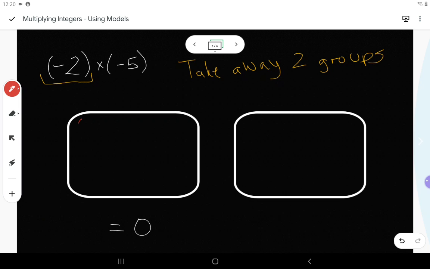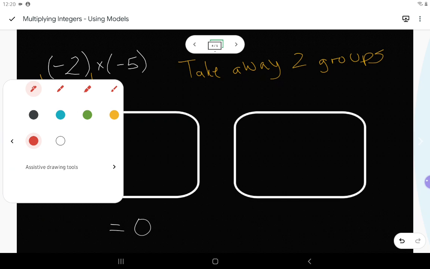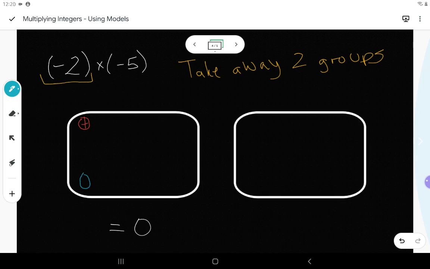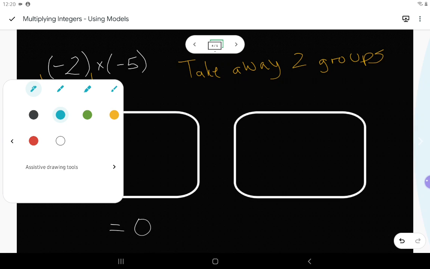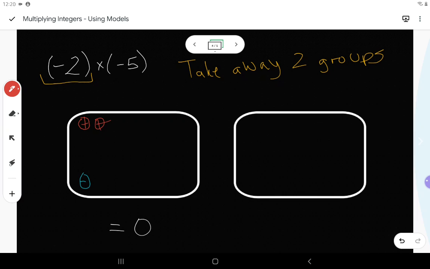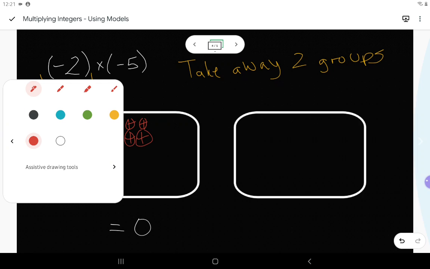So what I'm going to do is add in a positive chip, and I'm also going to add in a negative chip. Every time I add one positive and one negative together, this creates a 0 pair. So right now, my desktop is still 0. I'm going to keep on adding in 0 pairs, because I can add as many 0 pairs as I like, so long as I make sure that I have an equal number of positives and negatives, so that my desktop still stays at a value of 0. I'm okay.